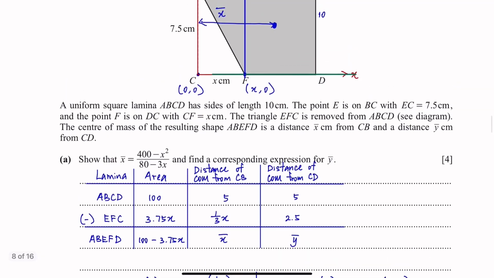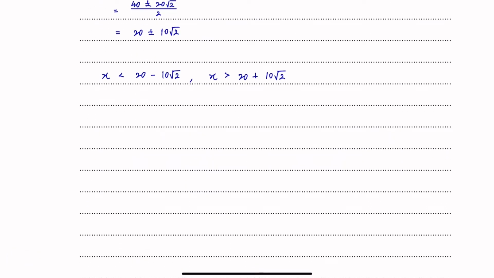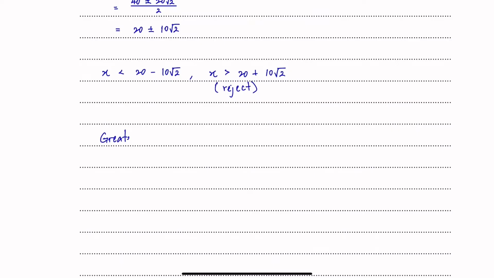And we know that the lamina itself, the distance over here, is already 10. So the center of mass can't be over here, right? If it's more than 20 plus 10 root 2, it would be around this part, which doesn't make sense at all. So this inequality is rejected, and we will only take this one. So we know that the greatest possible value of x is equal to 20 minus 10 root 2.